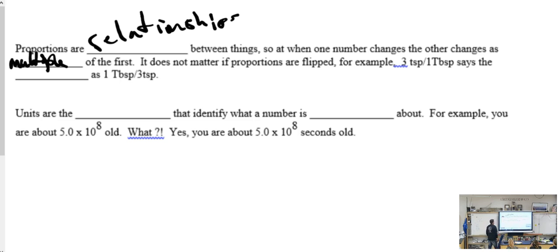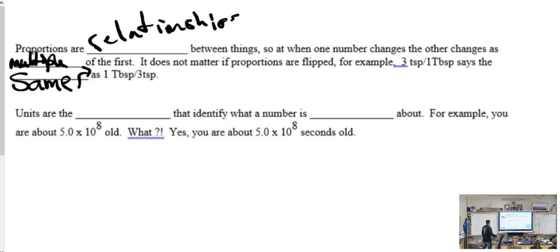Of the first. It does not matter if proportions are flipped. For example, 3 teaspoons to 1 tablespoon says the same as, that's the arrow, 1 tablespoon for 3 teaspoons. Now, your calculator would give you a different number if you typed it in, right? But we're not calculating, we're not doing math, we're doing chemistry.